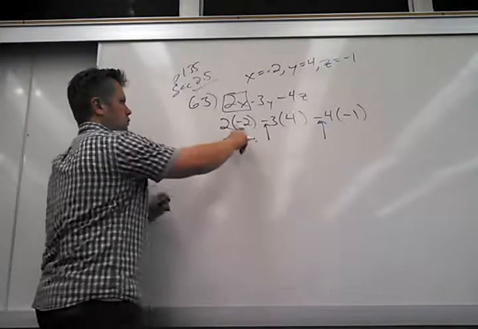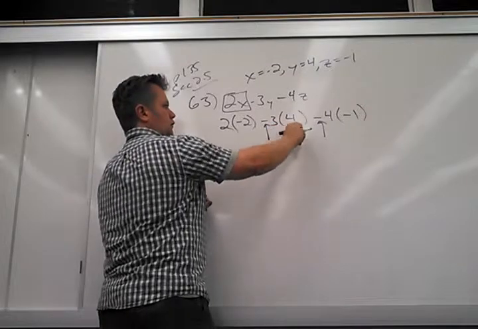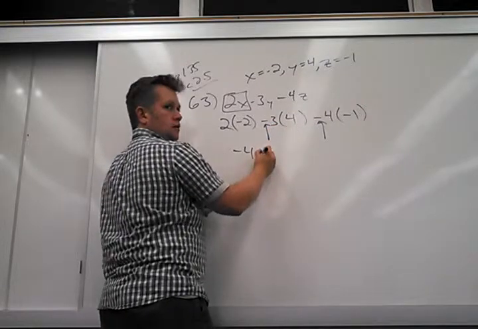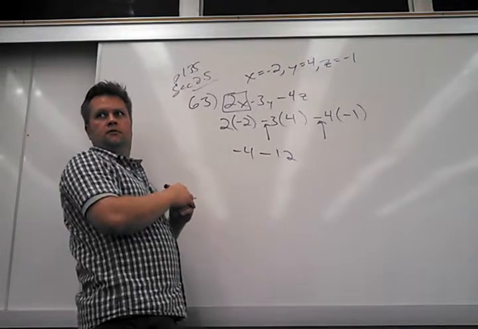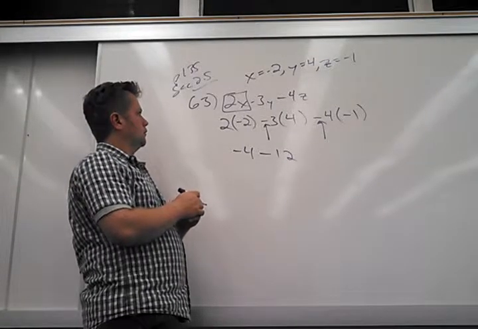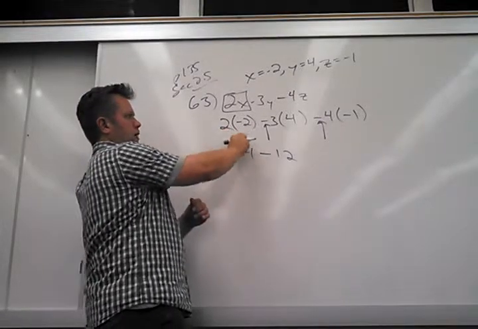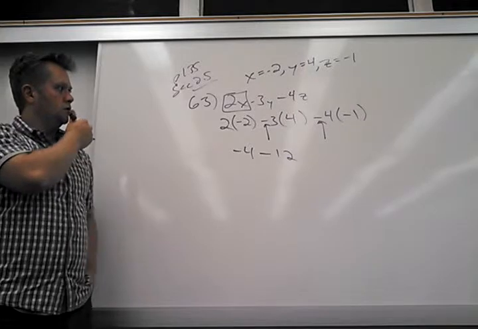All right? So 2 times negative 2, negative 4, like you said. Negative 3 times 4. Negative 12. You guys with me? No. Why is that negative 4? Isn't negative times negative a positive? But I don't have negative times negative. Oh, you know, I'm thinking.